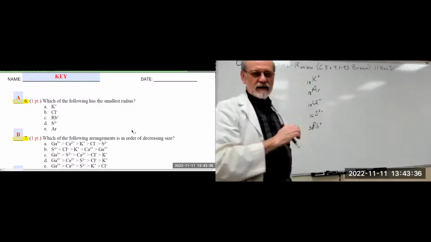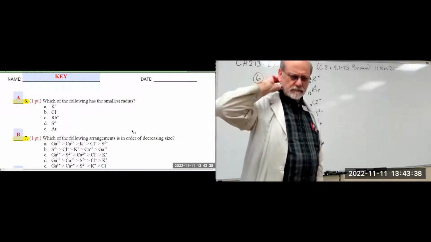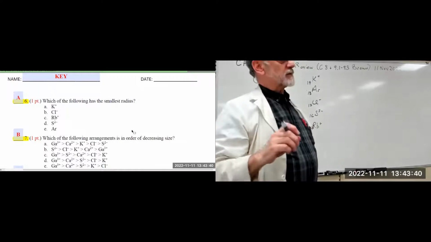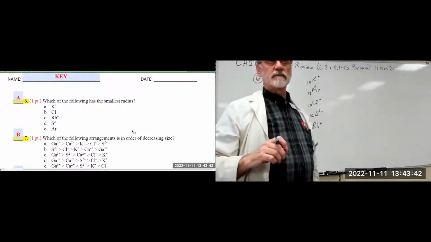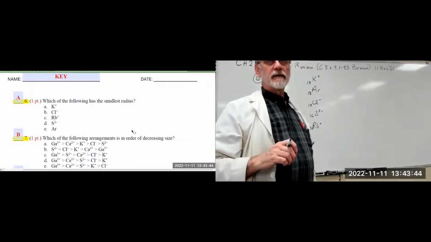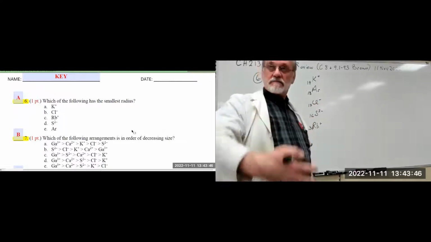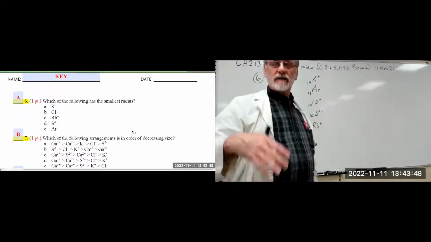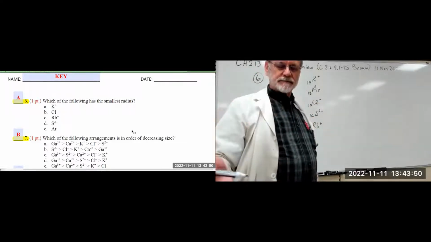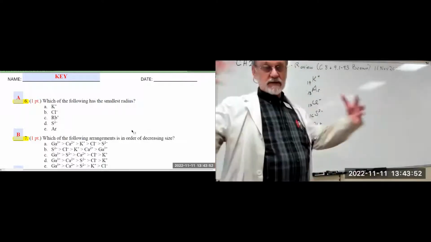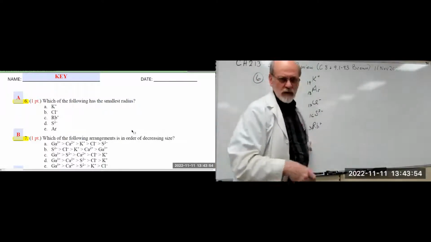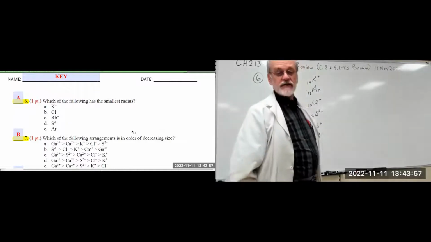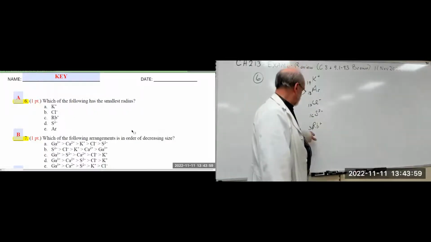Okay. Now, if we're trying to put these in order, rubidium is going to be the biggest one, without a doubt, because it's in the next higher principal quantum number. I mean, it's way out there. So we have to order these. Oh, which has the smallest radius? Okay. So rubidium.